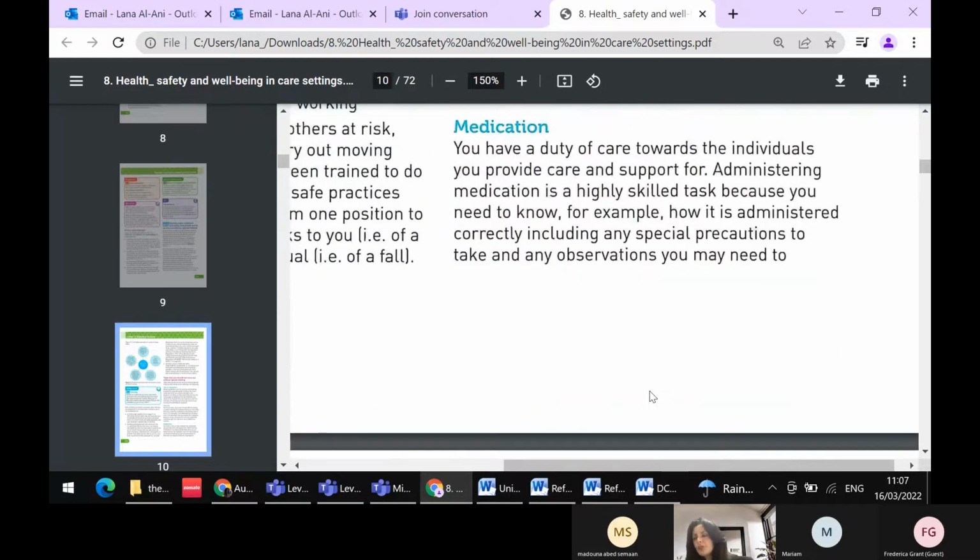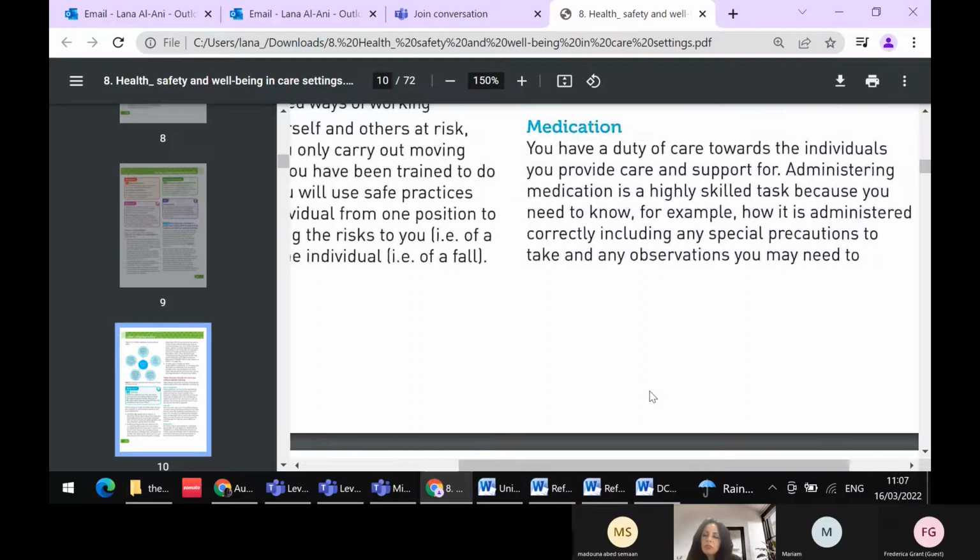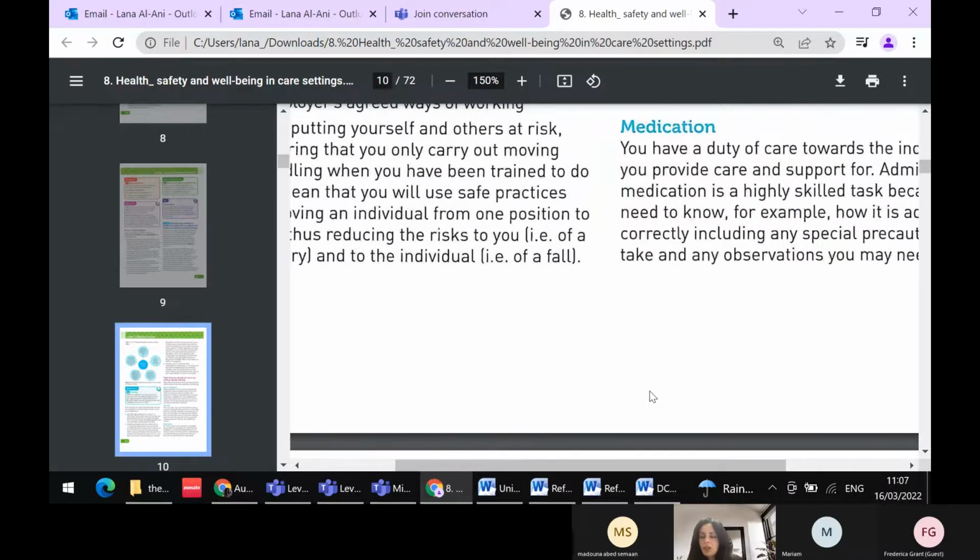Also, medication. If you don't have proper training, you might not know which medication to give, the timing, the hours, the side effects of the medication. There are so many things. If you give incorrect medication to the people, you will harm their health. And also, after you give the people a medication, you need to know how to observe them, observe their situation. Are they getting better? Are they not? This all needs training.